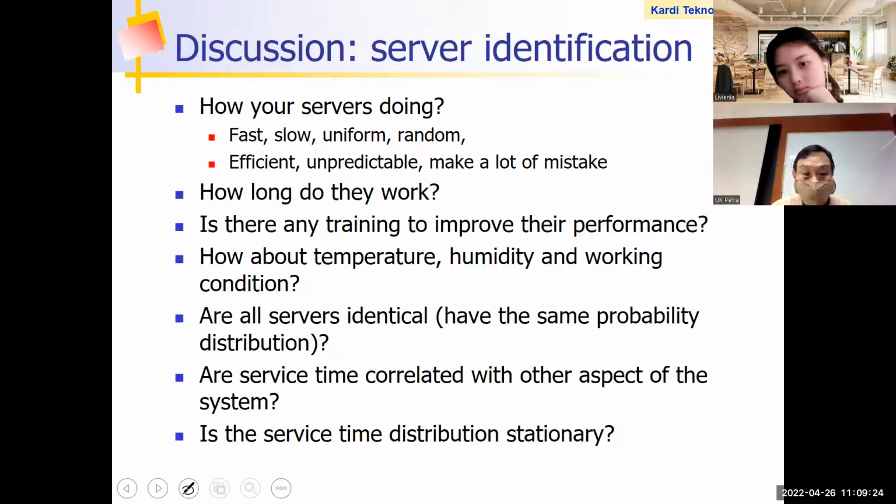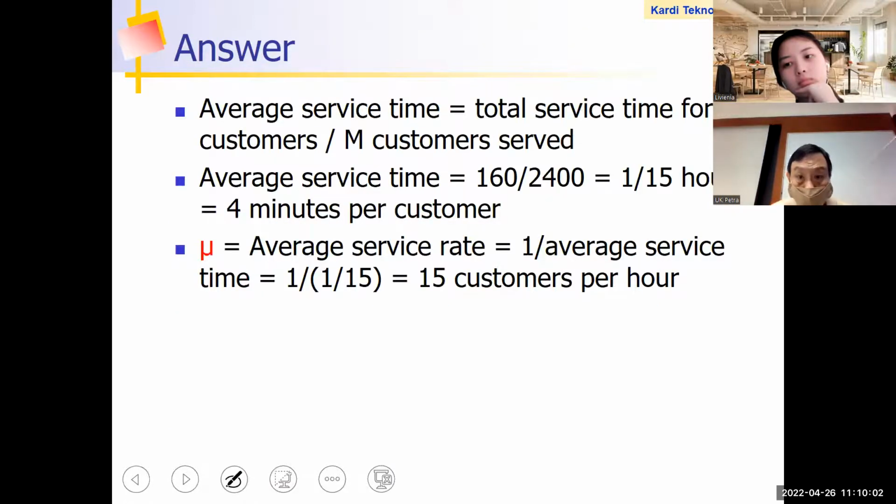Next is whether the servers are identical or not. Identical here means the same probability distribution, probably not the same rate, but whether the probability distribution is the same or not. And then whether the service time is correlated or not. Maybe they chat to each other and then they become correlated. And is the service time distribution stationary or not over time? Maybe they are tired, and the service time changes. So, this is finished.